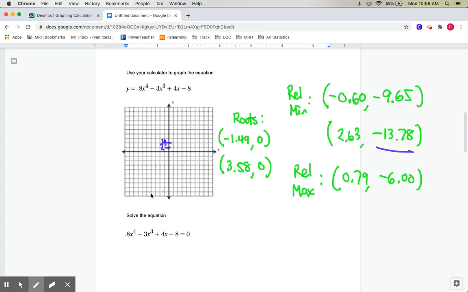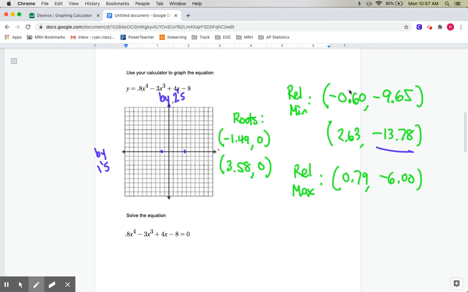So I'm just going to graph all of these points right here to make sure my picture is right. I see kids do this sometimes, and I'm okay with it as long as you say what's happening. So the y is going to be by 2's, and the x is going to go by 1's. So negative 1.49 would be like there. Positive 3.58 would be like here.